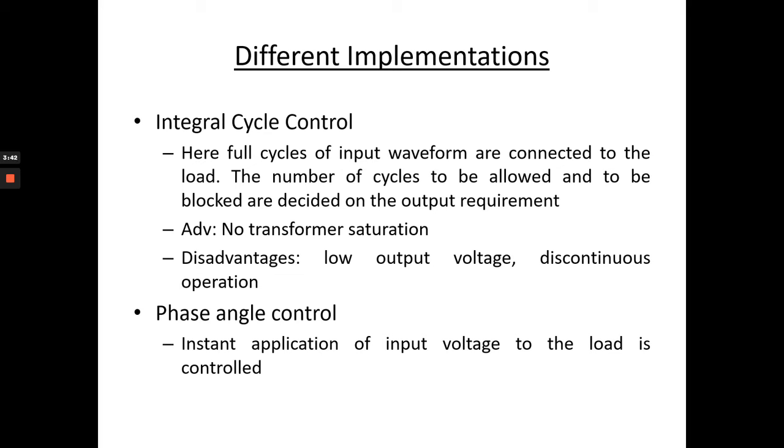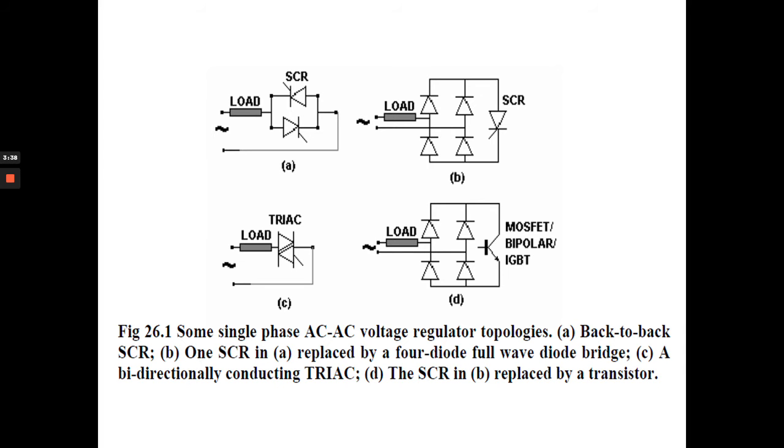In case of phase angle control, instant application of input voltage to the load is controlled. In this figure, some phase angle AC to AC voltage regulator topologies are shown. In first case, two SCRs are connected in anti-parallel. In second case, bridge and one SCR is used, and in third case, triac is used, and in fourth case, diode bridge and transistor is used.